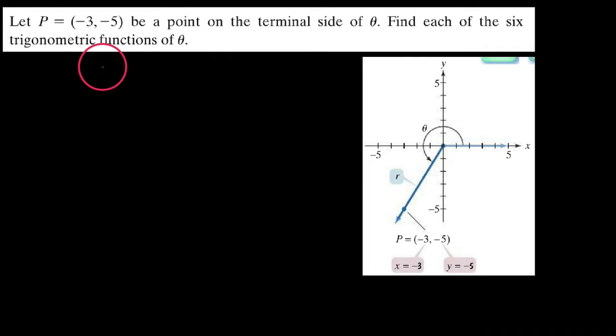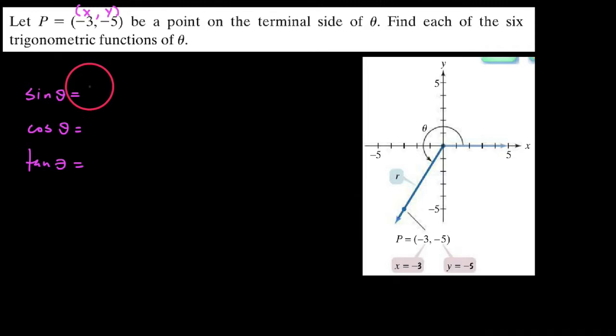So let's go ahead and use this definition of our trig functions, which says we could find the sine, cosine, and tangent of any angle in standard position. So we're going to say let this point P, which is this x and y ordered pair, be a point on the terminal side of some angle theta. It says find each of the 6 trig functions of theta. And so what we're going to do is find the sine of theta, the cosine of theta, and then the tangent of theta, and then we're going to find their reciprocals next.